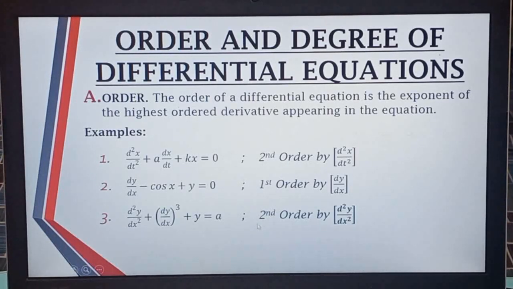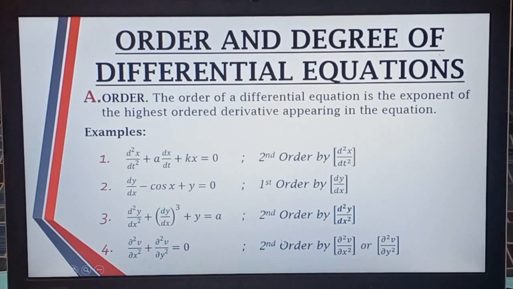This is second order by simply d squared y over dx squared, or what we call the second derivative of y. The 3 is the exponent, not the order. This means second derivative, and this term means first derivative. The higher between the two is the second derivative. So you will consider this d squared y over dx squared, and that is second order.